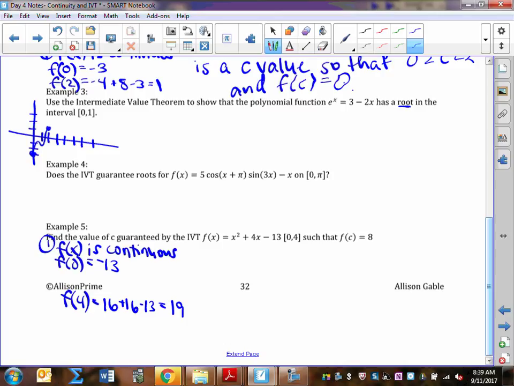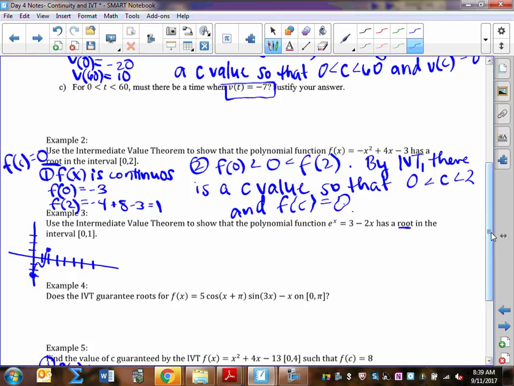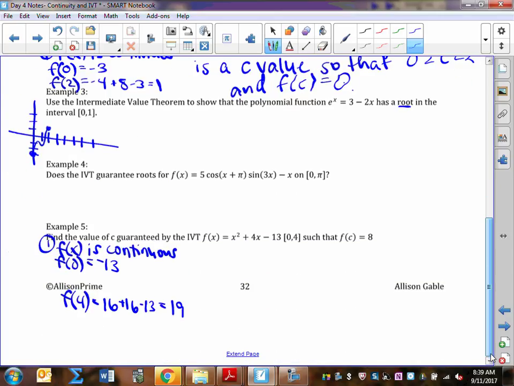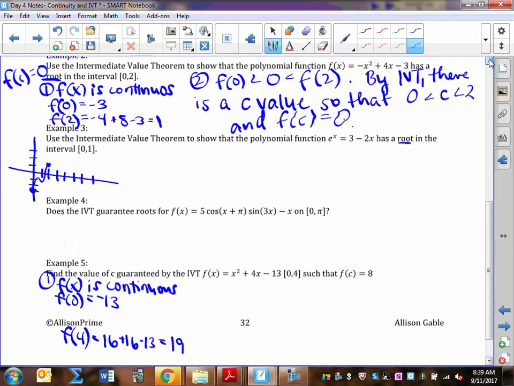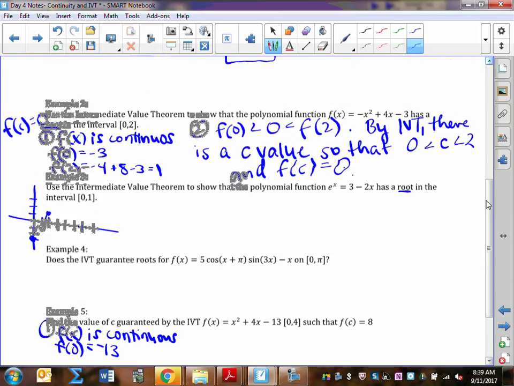Alright, so would you agree that it has to cross from negative 13 to 19, that we've got to cross 8 somewhere? Yeah. So our y value in question.